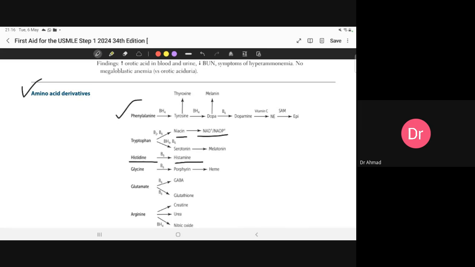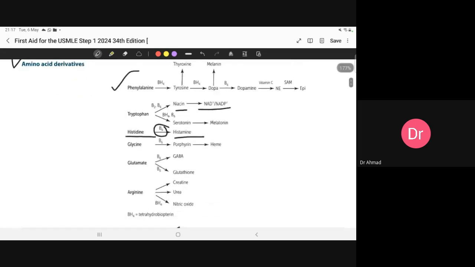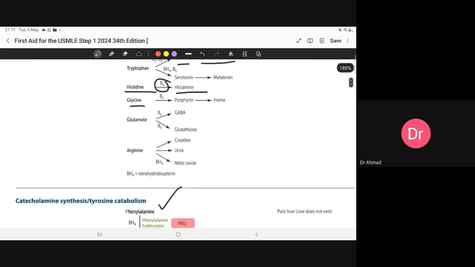Histidine is converted into histamine by B6. This you have to again keep in mind. Glycine is converted into porphyrin and heme. This you will understand better if you are done with hematology, that glycine is the one that contributes to the heme synthesis and utilizes B6. For most reactions, it's B6. You can keep this in mind. For transamination, for synthesis of some neurotransmitters or all these, it's always the B6.